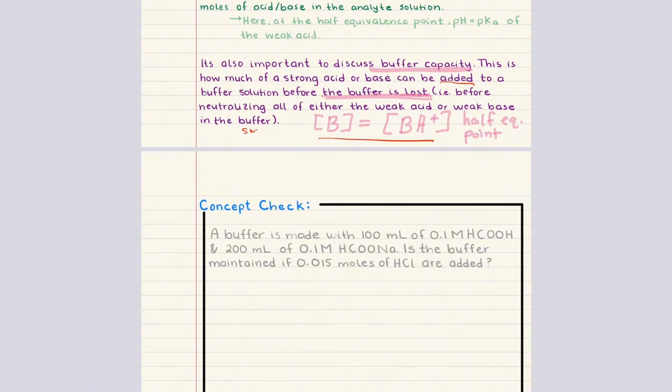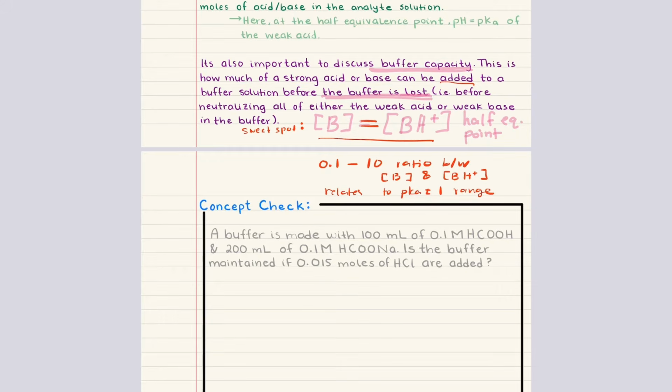It works best when there are comparable amounts of the conjugate pair, roughly when the ratio sits between 0.1 and 10. And by the Henderson-Hasselbalch relationship, that corresponds to pH within about pKa plus or minus 1. Inside that window, the pH moves gently as you add acid or base. But once you push past it and one component is nearly gone, then small additions cause big pH jumps and the buffer is effectively spent.